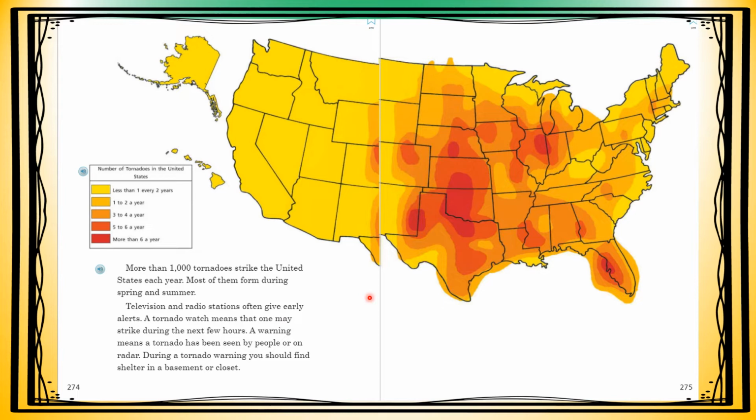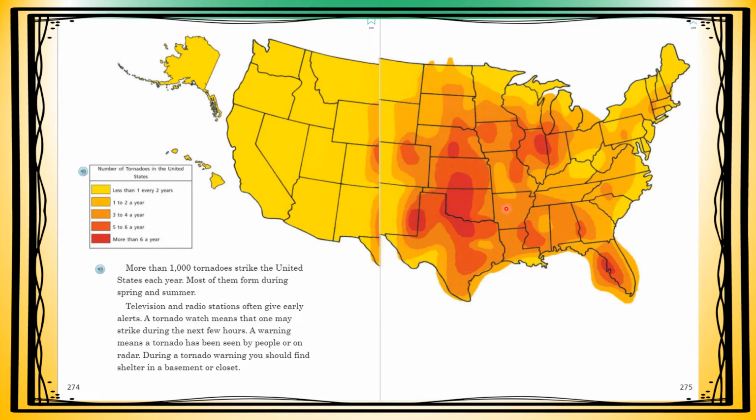Most of them form during spring and summer. Television and radio stations often give early alerts. A tornado watch means that one may strike during the next few hours. A warning means a tornado has been seen by people or on radar. During a tornado warning, you should find shelter in a basement or closet.